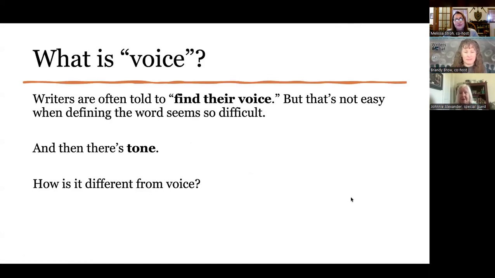So, you may know this. Writers are often told to find their voice, and yet that's not easy because no one seems to define the word the same or to have a great definition for the word. And then there's tone. How is that different from voice? And so we're going to be talking about both those things.